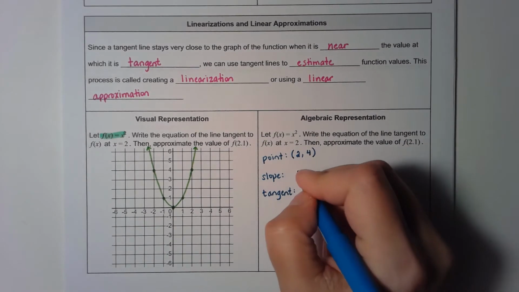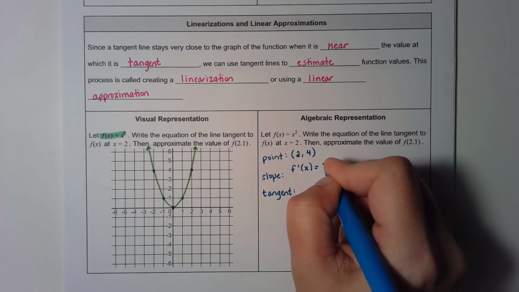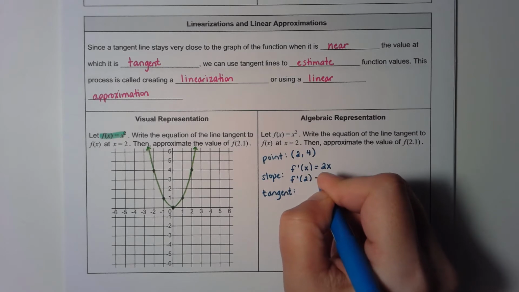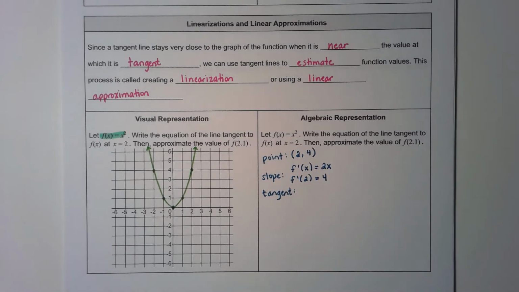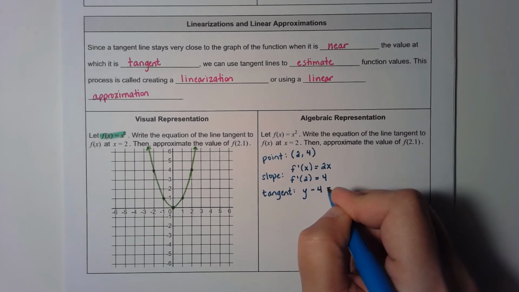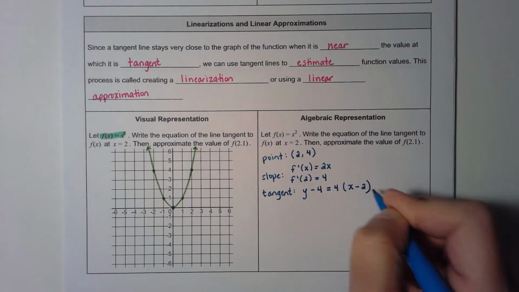To get the slope, I'm going to use the derivative. So the derivative here would be 2x, which means f prime of 2 would be 4. So my slope is 4, which means my tangent line is y minus 4 equals 4 parentheses x minus 2.